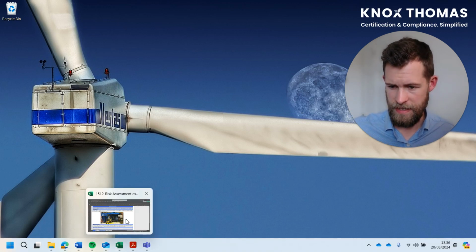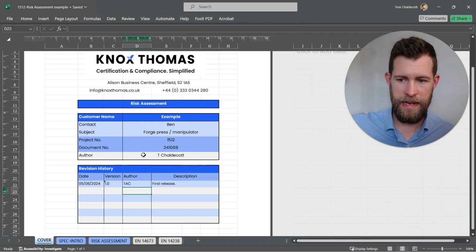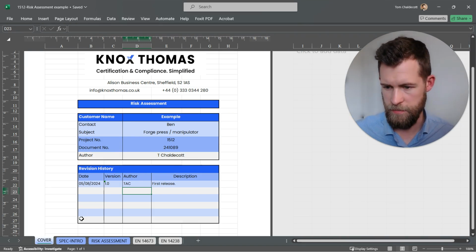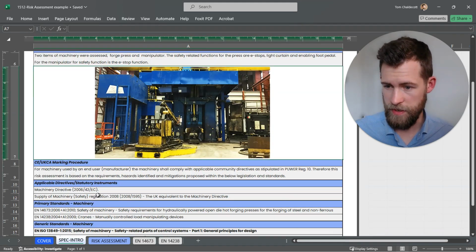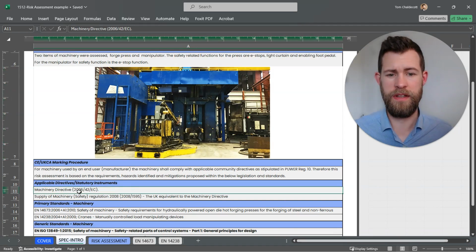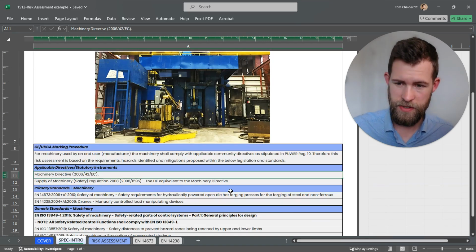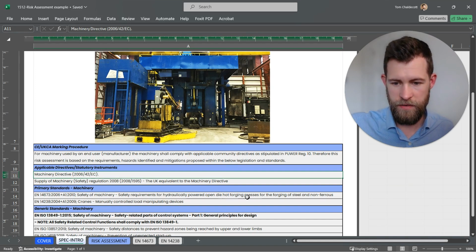So I've got an example of a report here. We were looking at a forge press, an open forge press, and a manipulator. So what we've got is a description of the equipment that we were looking at. We've identified the legislation that's applicable, and here we were particularly looking at the machinery directive. We've identified the primary standards. So we've got two. One is for the open die hot forging press.